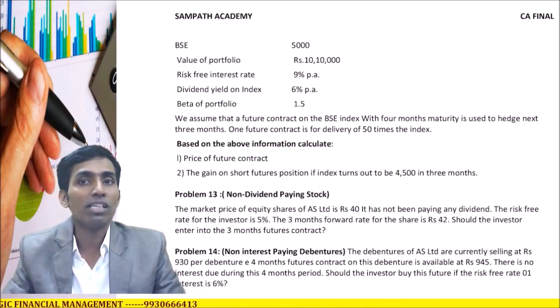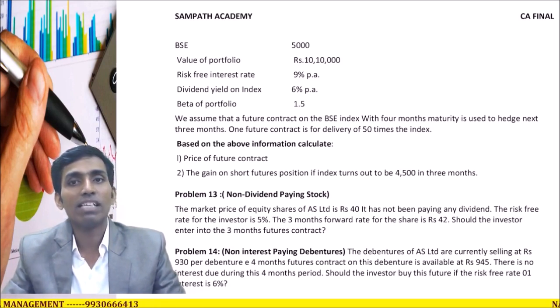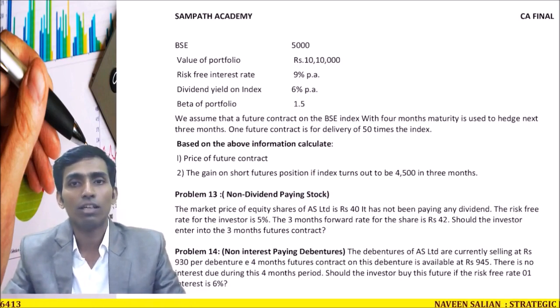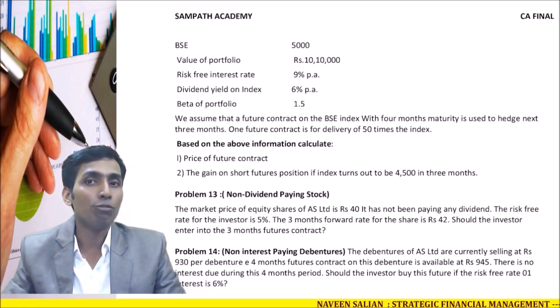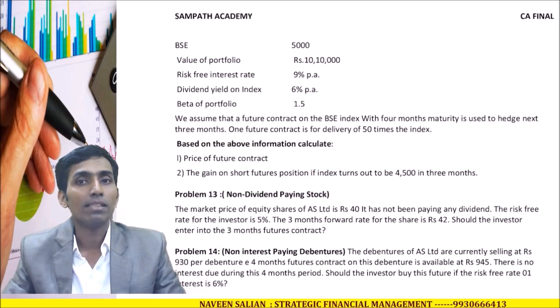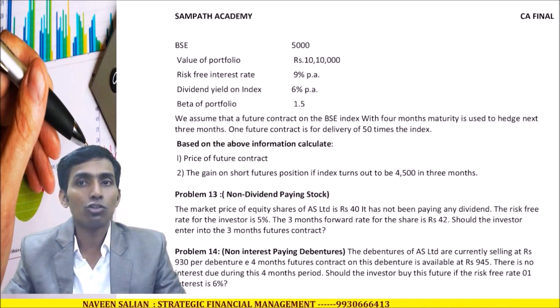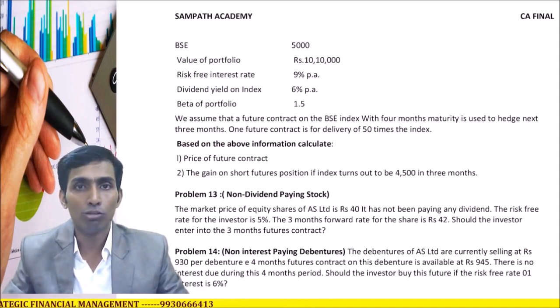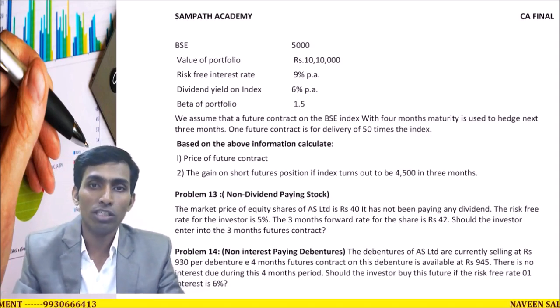So 1 month future is for delivery of 50 times the index. So one future contract is for delivery of 50 times. This is the size of the contract. First, what they are asking is, based on the above information, calculate the price of the future contract. And second, they are asking the gain on short future position if the index turns out to be 4,500 in 3 months. So please understand, very easy question and you will be able to solve it. Let's first concentrate on the first part, that is the price of the future contract.